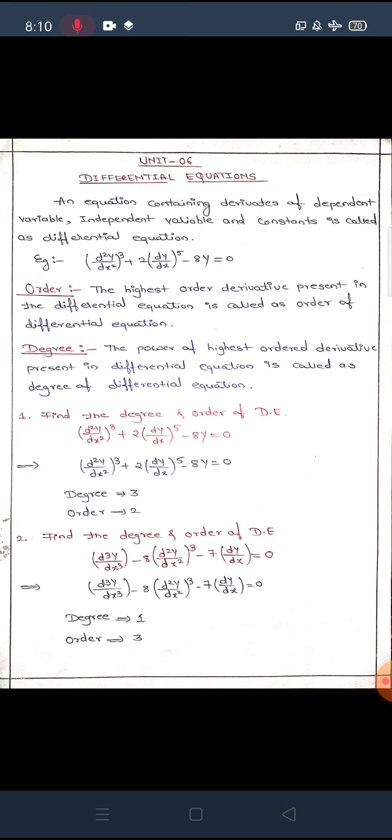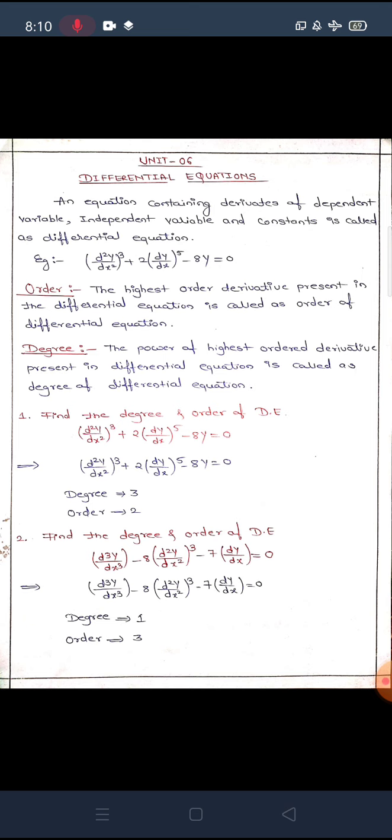What do you mean by order? The highest order derivative present in a differential equation is called the order of the given differential equation. It will be clear for you when you solve the examples. Okay, next we have degree. The power of the highest order derivative present in the differential equation is called the degree of that given differential equation. Okay, so we will solve 2-3 examples.